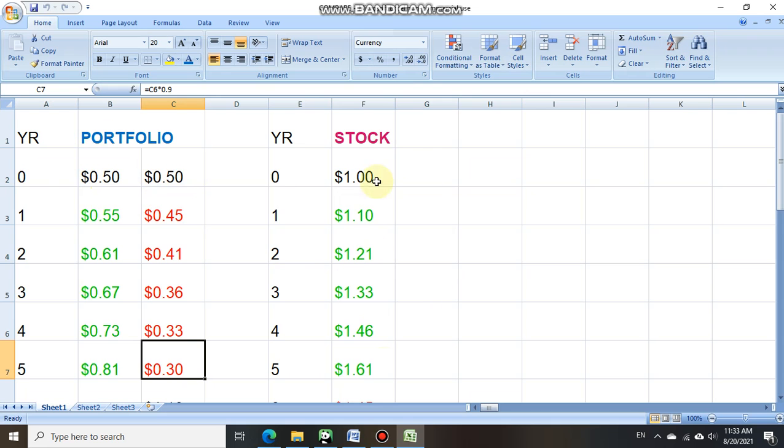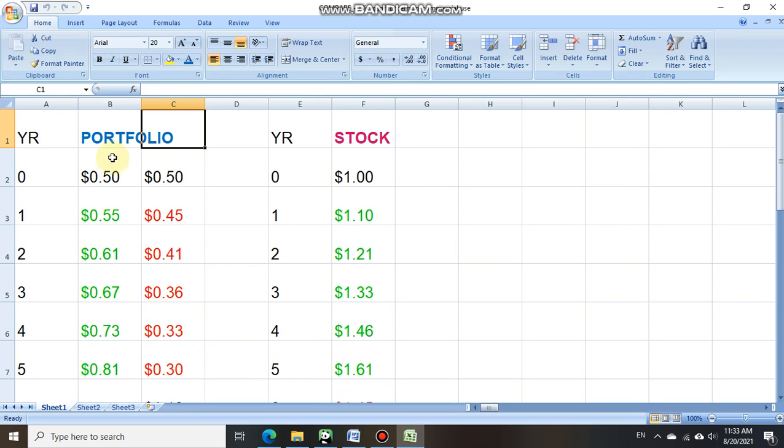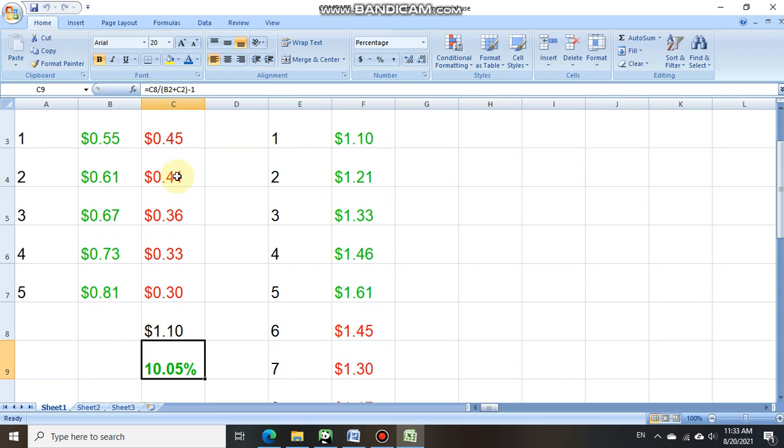Alright, because this is a single stock, no need to add up, right? So for this one, it is actually two stocks, so we add up. When you add them up, you get a total at the end of the 5 years, or the 5 trades, of $1.1. So we start at $1, right? At the end of it we get $1.1. So we actually get 10.05%.